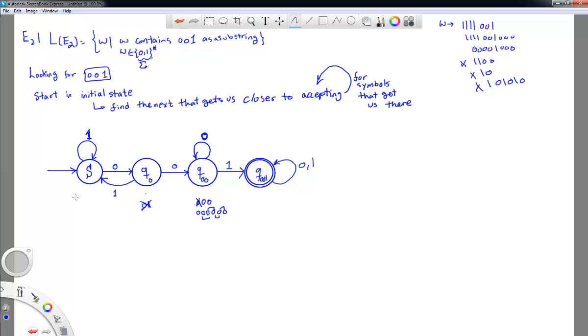Now that fixes my machine. I have 4 states, S, Q sub 0, Q sub 0, 0, and Q sub 0, 0, 1. For each of these states, I have a transition for 0 and a transition for 1. And this guarantees that I will end up in an accept state if I see the sequence 0, 0, and 1. If it exists anywhere in the string, that string will be accepted. And this language effectively then is a regular language. So the language of all strings that contain 0, 0, 1 is regular, because according to my definition of regular languages, there is a finite automaton that accepts it.